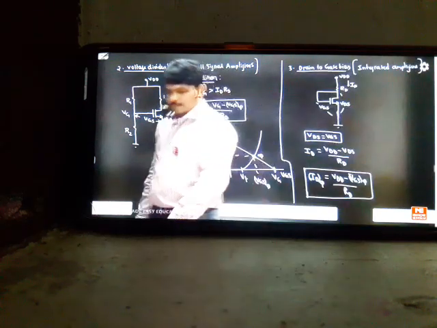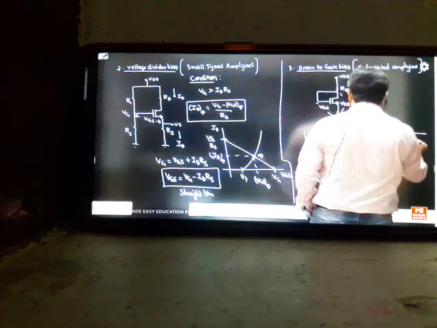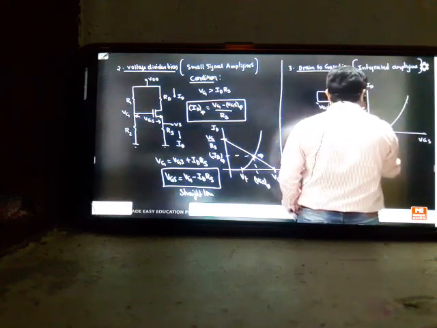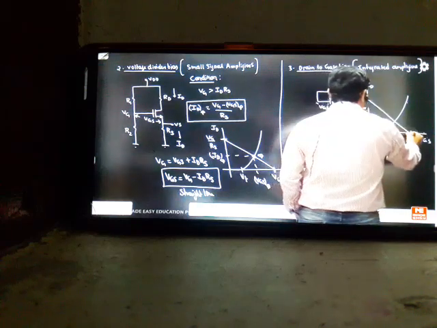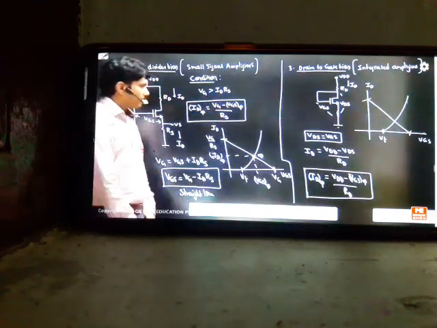So one is for integrated, one is for small signal amplifiers. The sizing technique is different. So what is the load line here? If you see the load line, this is VGS, this is your ID. You can have a graph like this. This is your threshold voltage. So we have a load line like this. We got a load line.